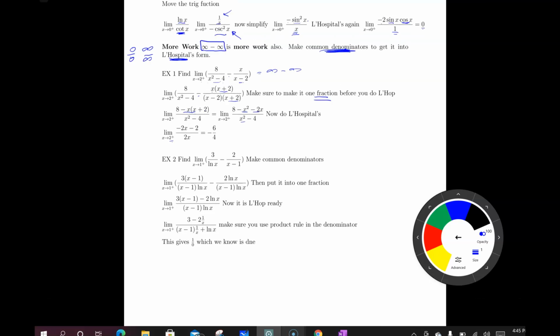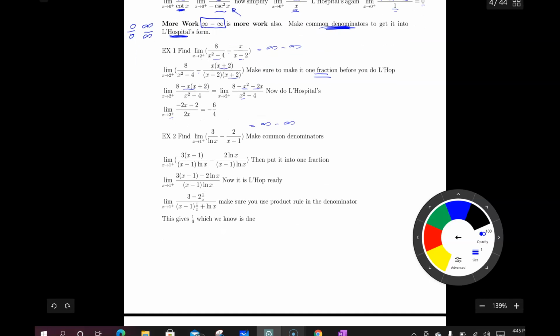Here's another one. If I put in 1, ln of 1 is 0. And that gives me a 3 over 0. Put in 1, I get 2 over 0. So you get 3 over 0 minus 2 over 0. So that's infinity minus infinity. Okay, so let's make common denominators. Multiply this one top and bottom by x minus 1. Multiply this one top and bottom by ln of x.